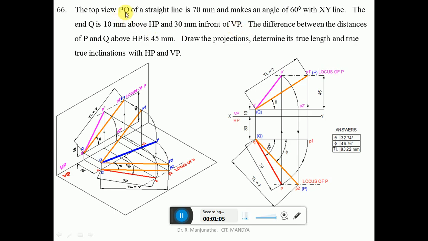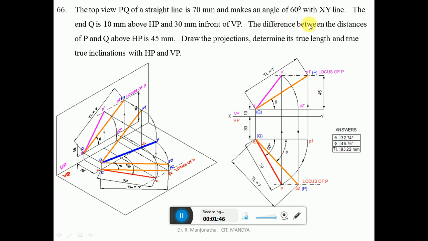Then the top view PQ of a straight line is 70 mm and makes an angle of 60 degrees with the XY line. You mark this point Q. Since it is 70 mm at 60 degrees with the XY line, from Q you use the protractor to measure an angle of 60 degrees and draw an inclined line, and using the compass you take the distance of 70 mm and cut an arc on this, and you get small p. So now we get the top view. This is going to be pq, so draw a dark line pq. Now we have the locus of q in the top view.